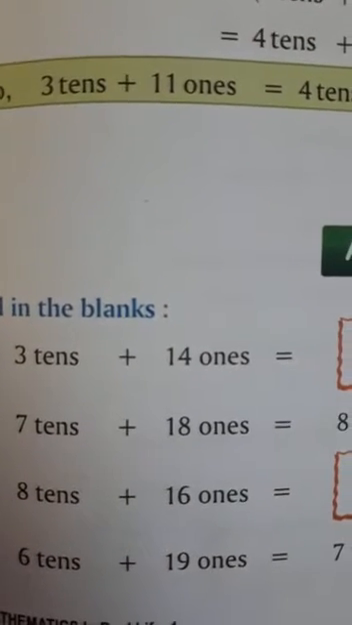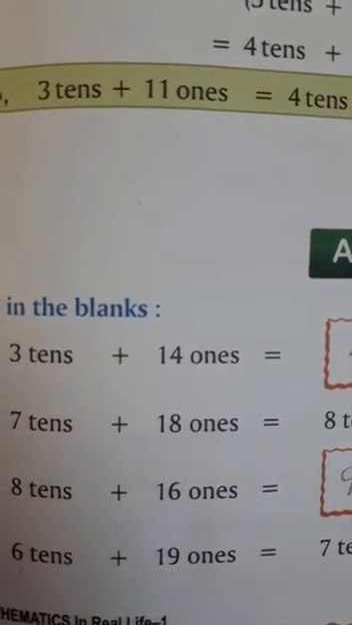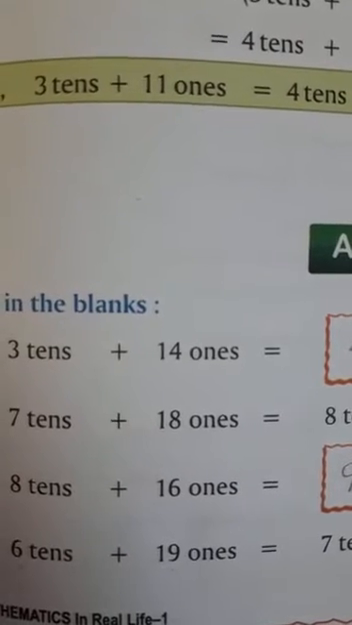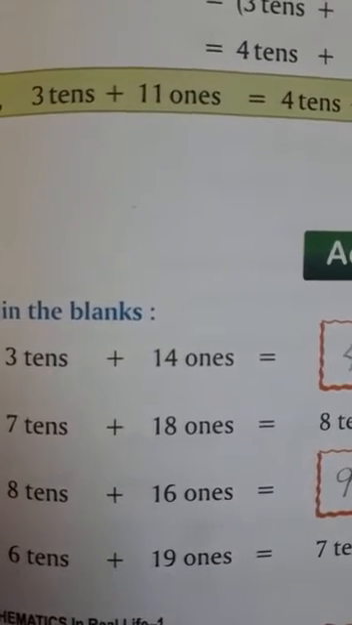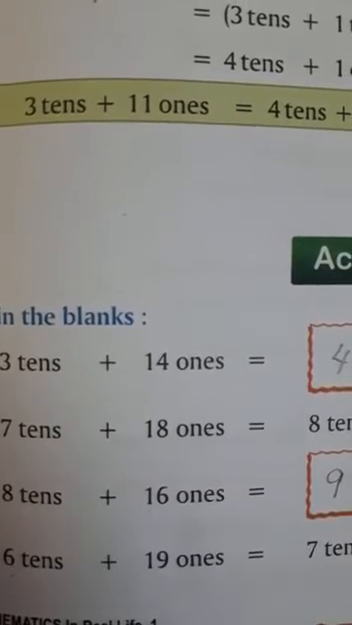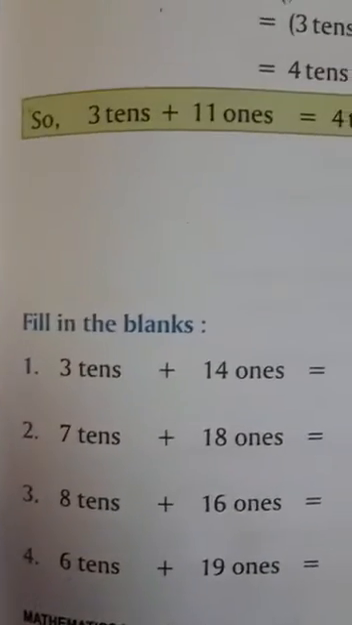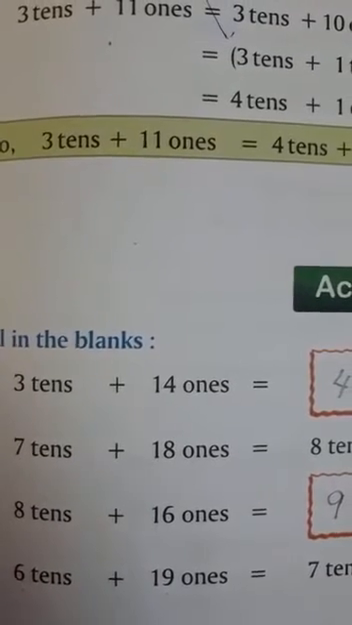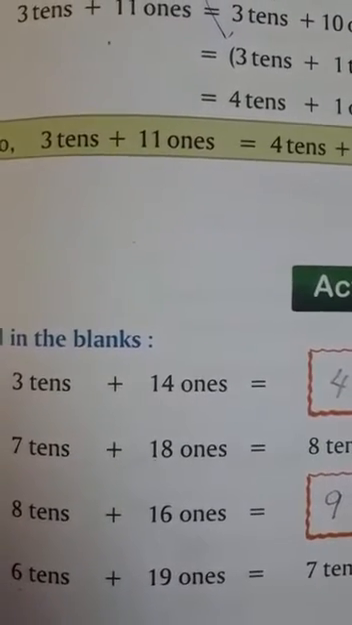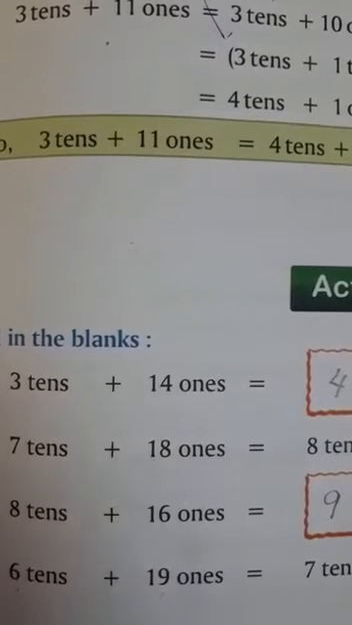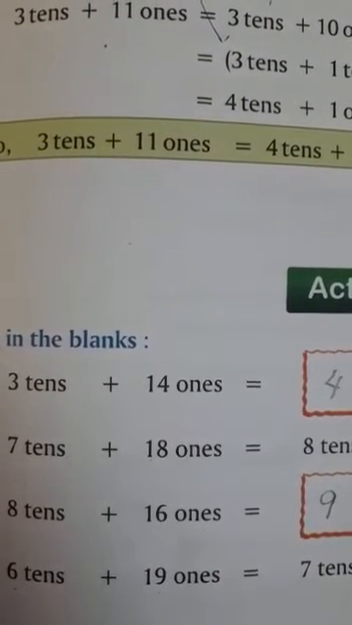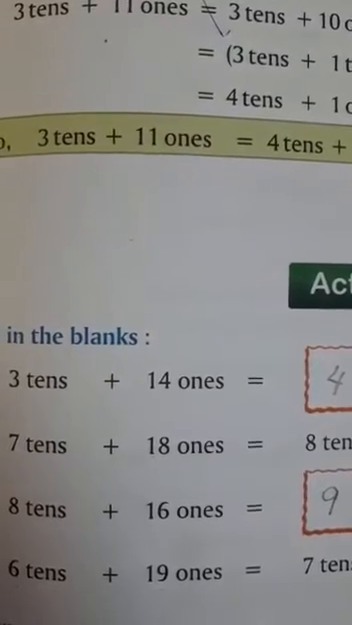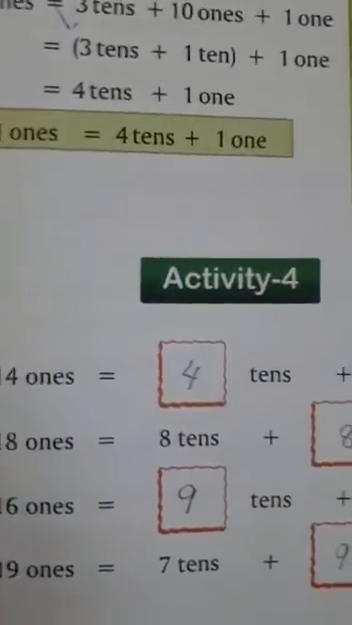Here it is 7 tens and 18 ones. This 1 will shift to the 7 and it will become 8 tens. And here we will be left with only 8 ones, like this, 8 tens and 8 ones. Again we have 8 tens and 16 ones. So again we have here 2 digits. So again we can shift that one which is at the tens place to the 8 tens. It will become 9 tens, and here we are left with only 6 ones.